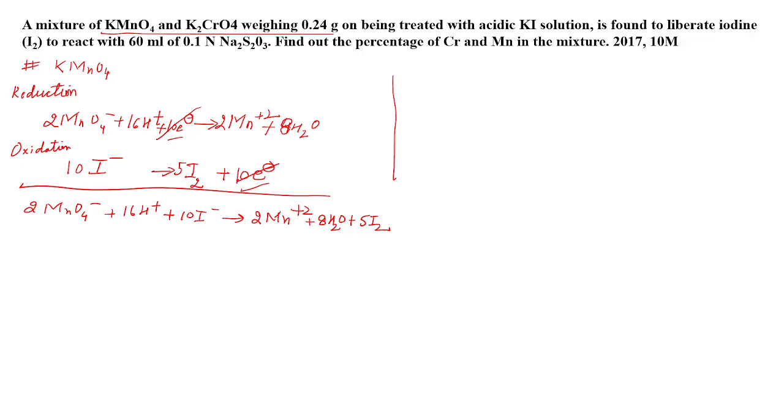Okay, so why did I do this? I did this because we need to go to the indirect method. They have shown how much iodine is liberated with the help of this. So I need to balance this equation so that I can find out, when they react in acidic medium, how much KMnO4 is required to liberate this iodine. Similarly, we need to find out this balanced equation for K2CrO4 as well.